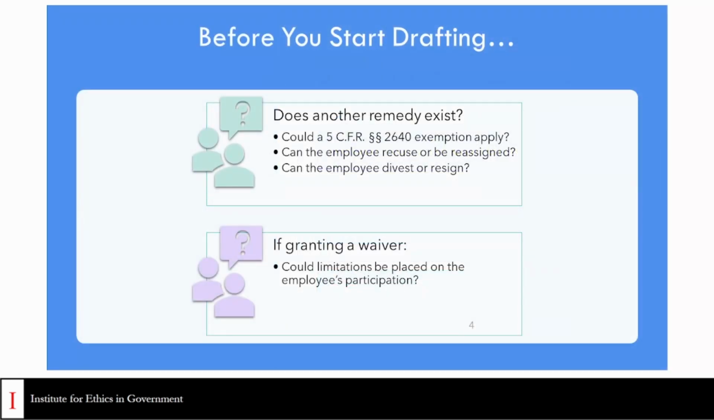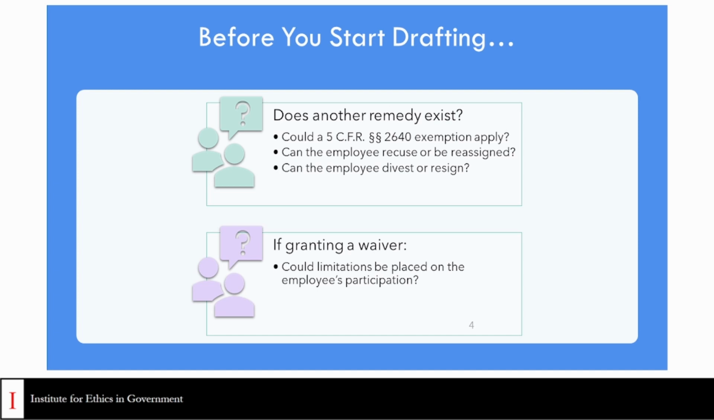But before we jump into the details, let's take a moment to address a few threshold considerations that we also raised in part one that we think you should think about before you begin drafting a 208(b)(1) waiver. First, is there another remedy that would resolve the conflict completely? Could, for example, a regulatory exemption under 5 CFR Part 2640 apply? These exemptions in Subpart B of 2640 apply automatically, and where they apply, they eliminate all or some of the disqualification requirements in 208(a).